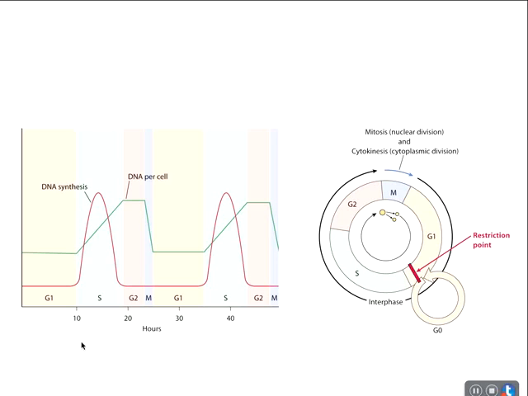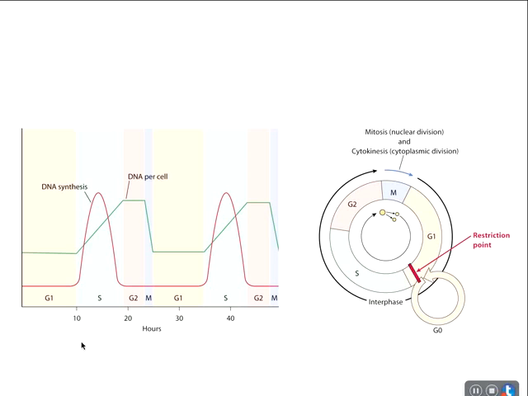The restriction point, what do you suppose needs to happen to push the cell into S phase? You need a growth factor. Binding of a growth factor to the receptor is what's needed to push a cell through its restriction point. It has to have that growth factor.